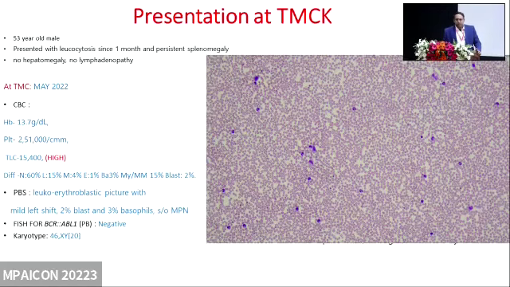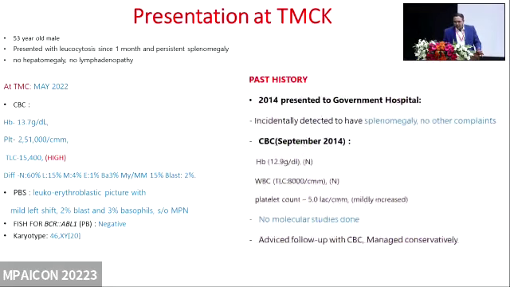There was a history of persistent splenomegaly and leukocytosis since 1 month. The peripheral blood picture showed a leukoerythroblastic picture with mild left shift, 2% blasts, 3% basophils, and was suggestive of MPN. With this picture, we did a FISH for BCR-ABL, which was negative. A karyotype was also attempted, which was 46,XY in all 20 metaphases, so it was normal.